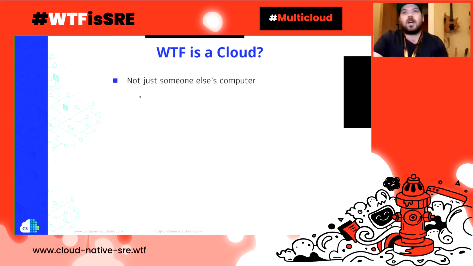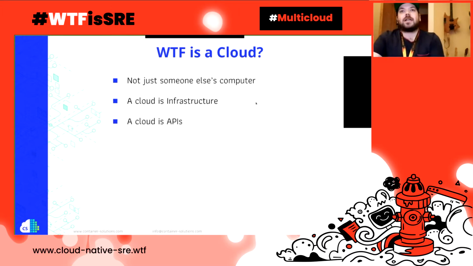Well, first of all, it's not just someone else's computer. Otherwise, that wouldn't be a hackneyed joke, right? But in order to build a cloud, you definitely do need infrastructure. You can't have a cloud without infrastructure. That infrastructure could be on premises, but it could also be infrastructure provided by other cloud providers like AWS, Azure, etc. But a cloud is also APIs. You need a way to interact with your infrastructure. If you're constantly just logging into bare metal machines and running shell commands, that's definitely not a cloud, right?